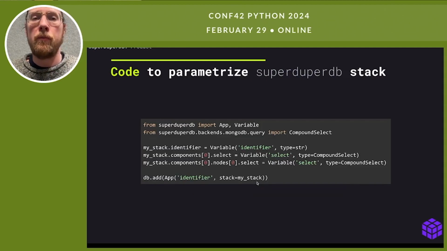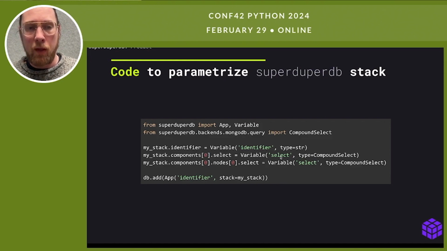And you can even parametrize these stacks in order to make a higher level interface to your AI functionality. So what you would do then is essentially perform surgery on your stack, replacing certain variables or certain values with variables that become available as parameters in the higher level app API. So now this app has two free variables, identify and select.